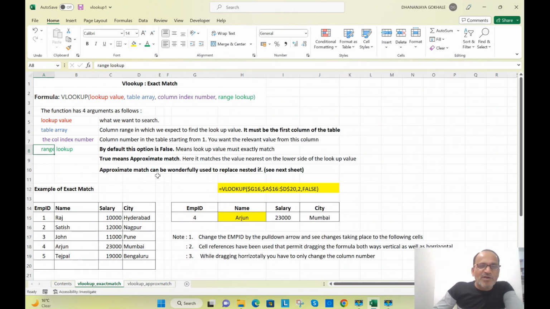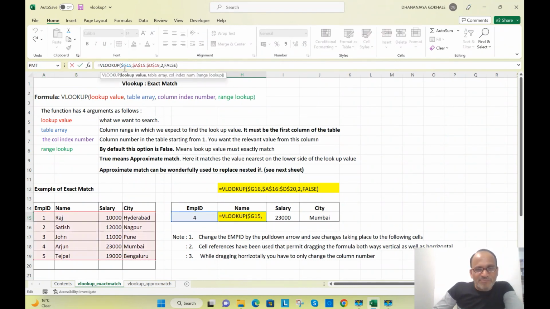In this case, we are looking at exact match. So what is our example? Our example is given over here, and here is the formula, highlighted in yellow. As you can see, what is our lookup value? The lookup value is G16, which is employee ID 4.